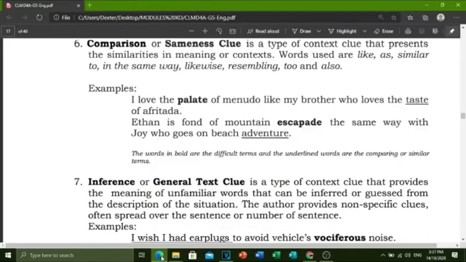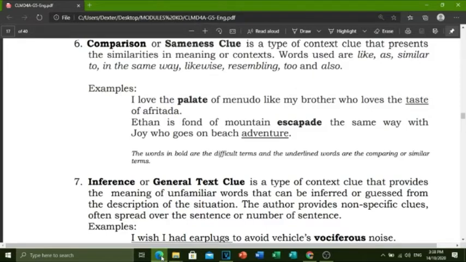Okay, thank you. Okay, we're down to the last two types of context clues. Let us discuss now number 6, comparison or sameness clue. It's a type of context clue that presents the similarities in meaning or context. Words used are like, as, similar to, in the same way, likewise, resembling to, and also. Let's jump now into the examples. I love the palate of menudo like my brother who loves the taste of afritada.